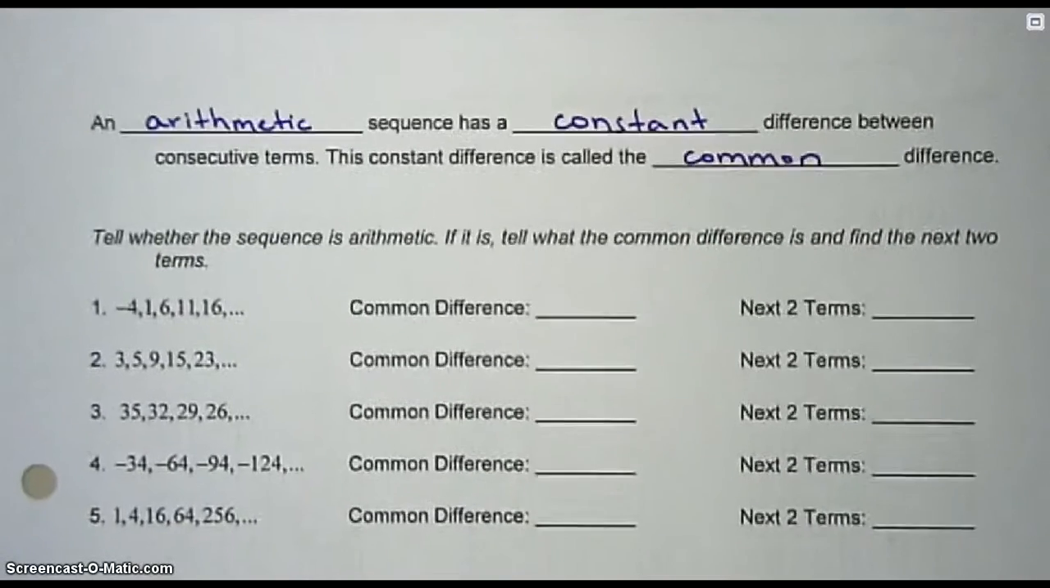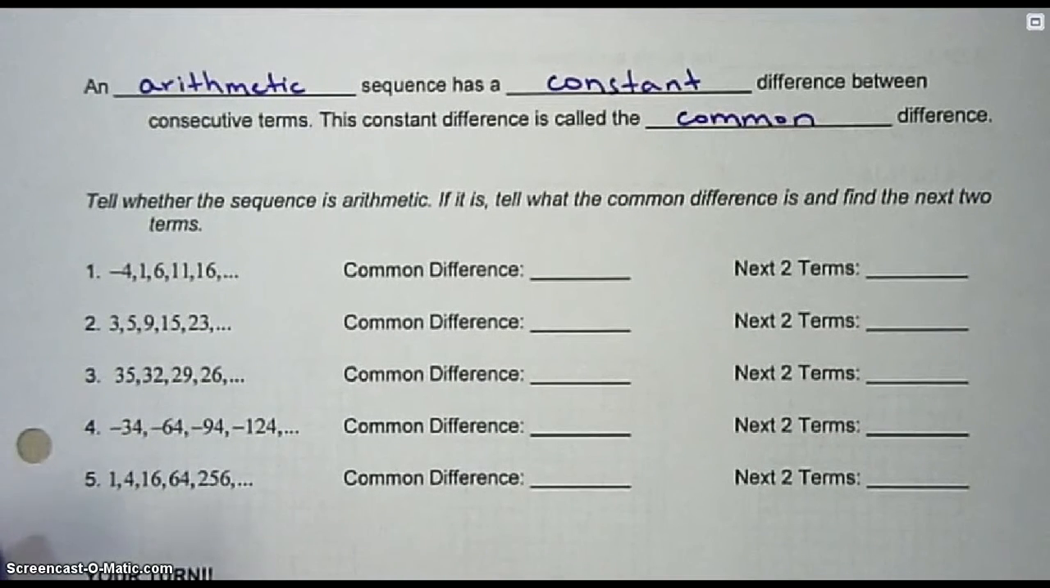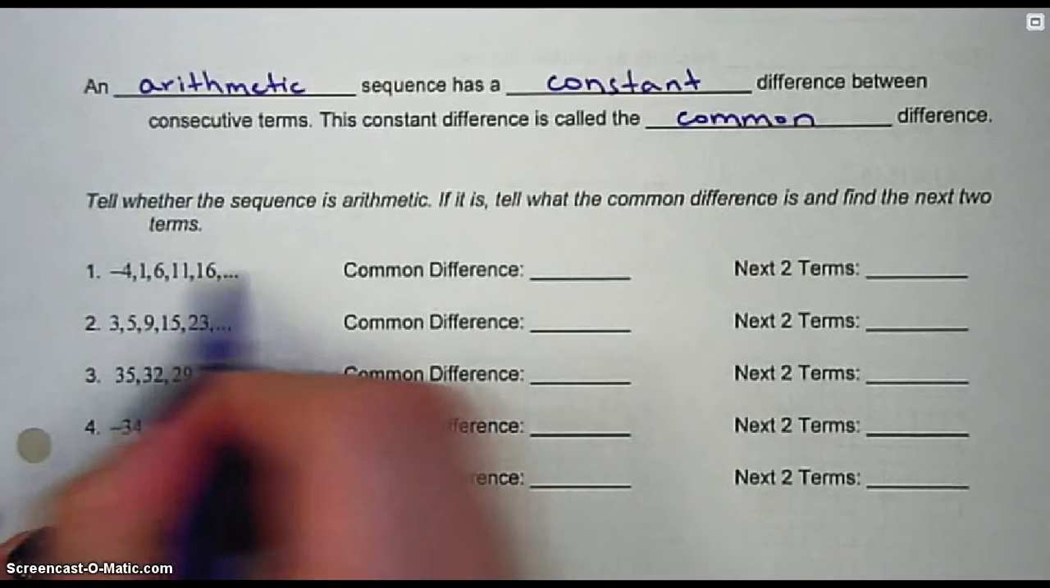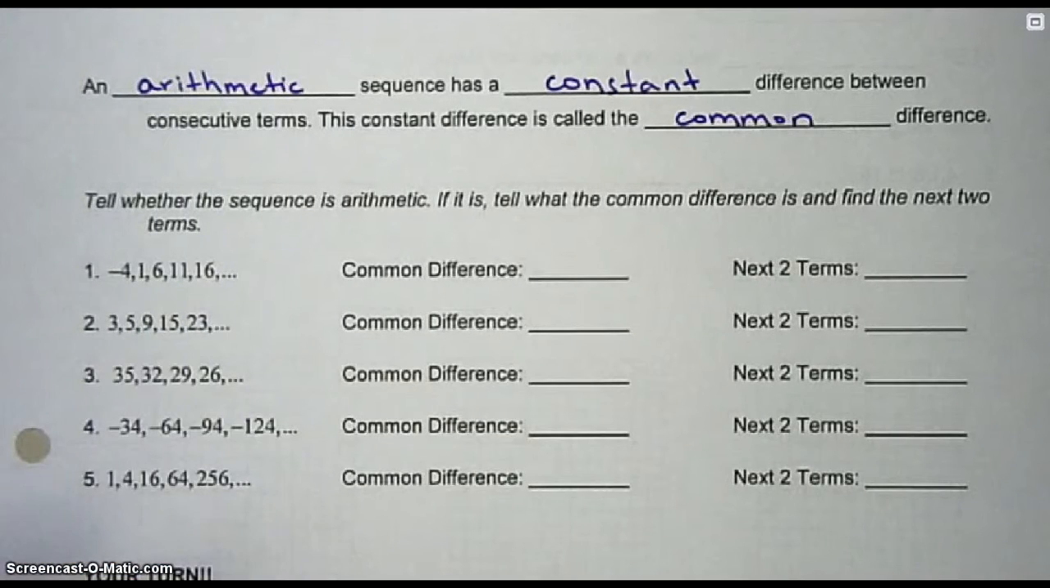So, down here we are going to tell whether the sequence is arithmetic. If it is, tell what the common difference is and find the next two terms. So we're looking at number 1 here. So they're in order, so it's definitely a sequence.